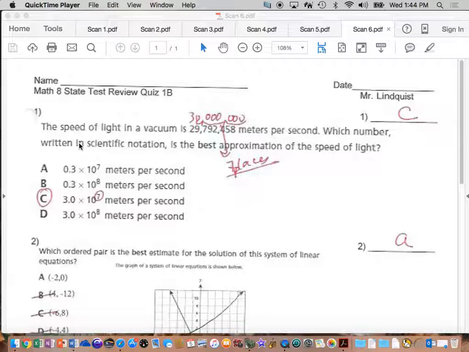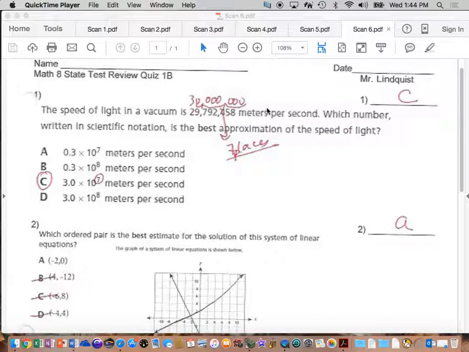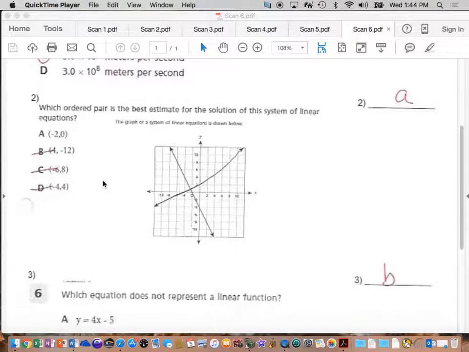Okay, so the first one says the speed of light in a vacuum is, and so on. Which number written in scientific notation is the best approximation? The first thing I have to do is round this off. Looking at the choices, I'm going to want all zeros, and 29 becomes 30. Now, how many places did I go? I went 3, 6, 7 places. So my exponent must be 7. That leads to choice C. Okay, any questions? All right, next one.